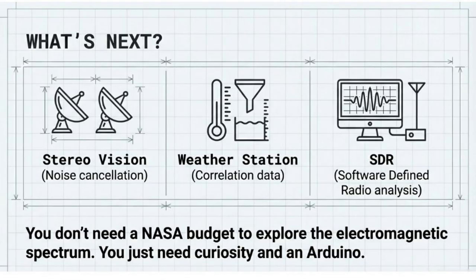In the future, we plan to use two antennas in order to distinguish signal from noise. We also plan to add a weather station to investigate data correlation with meteorological data. Finally, as the next step in our investigation, we plan to use software-defined radio to perform spectral analysis of the signal.